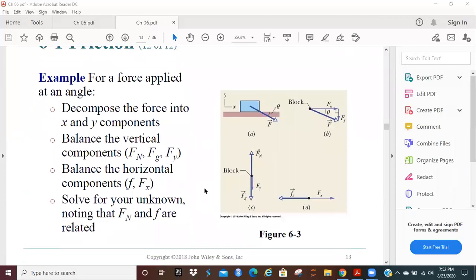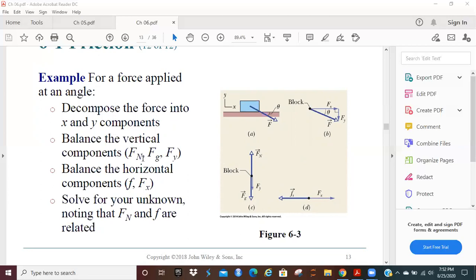Okay. So for a force applied at an angle, let's say we've got a block here, and somebody comes along and is pushing it basically down into the floor. We're going to end up needing the components. We're going to have to take that force and decompose it into its X and Y components.